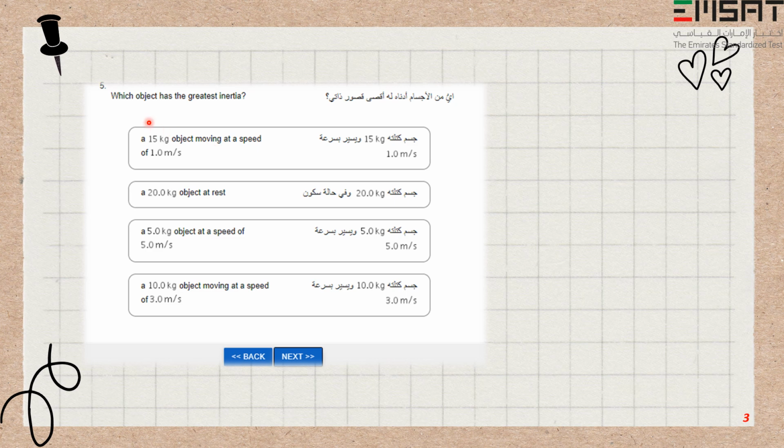Which object has the greatest inertia? As you know, inertia is associated with mass. Every time we have more mass, it means that we have more inertia. So, which of these options has the biggest mass? Of course, the second one.